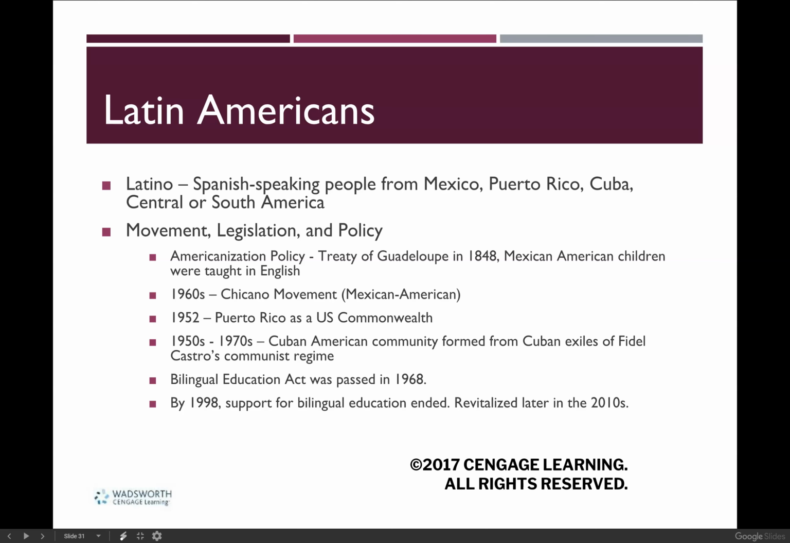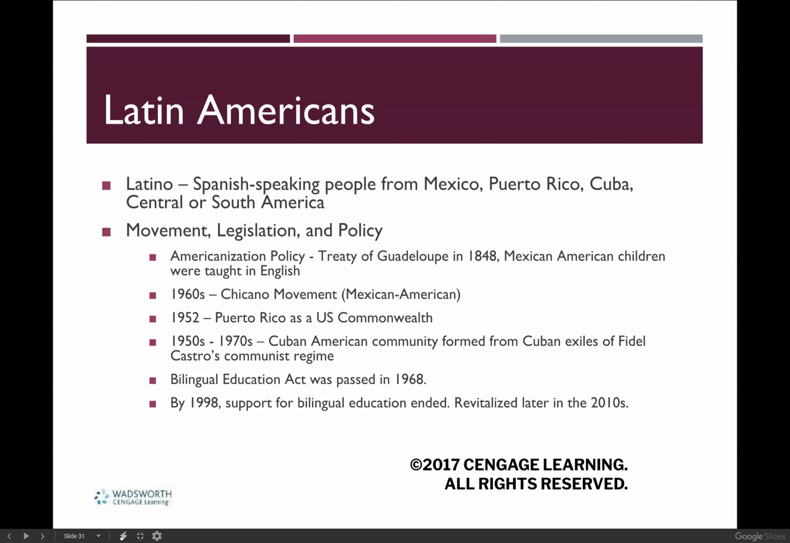1950s was Puerto Rico, when Puerto Rico became a U.S. Commonwealth. In the 1950s through the 1970s, we had a lot of Cuban exiles from communist Cuba come to America because they wanted the freedom that America provides, not the communist regime of Cuba.